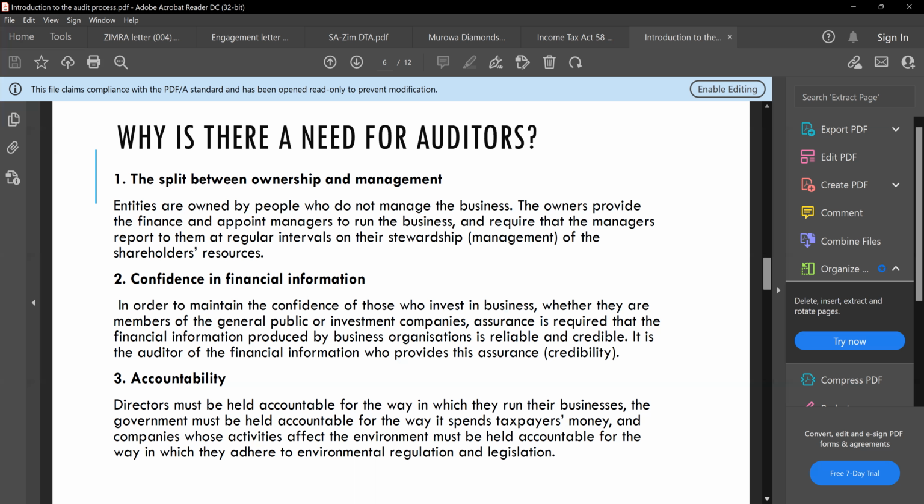So therefore, we need confidence in the financial information that the businesses are providing. Lastly, accountability. Directors must be held accountable for the way in which they run the businesses. Government must be held accountable for the way it spends taxpayers' money. Companies whose activities affect the environment must be held accountable for the way in which they adhere to their environmental regulations and legislations. So that's why we need auditors: the split between ownership and management, confidence in financial information, and a general accountability, right?